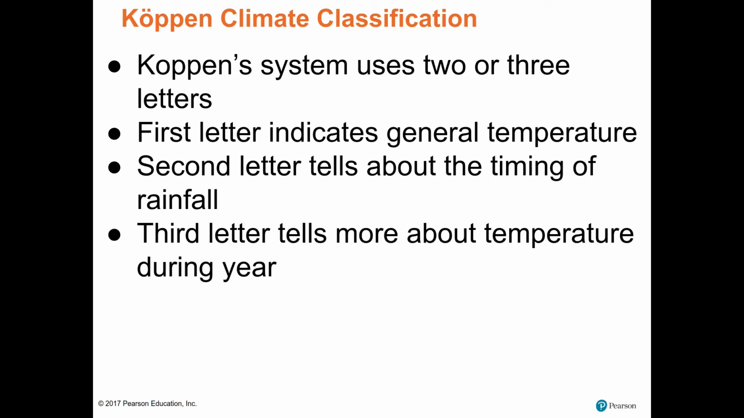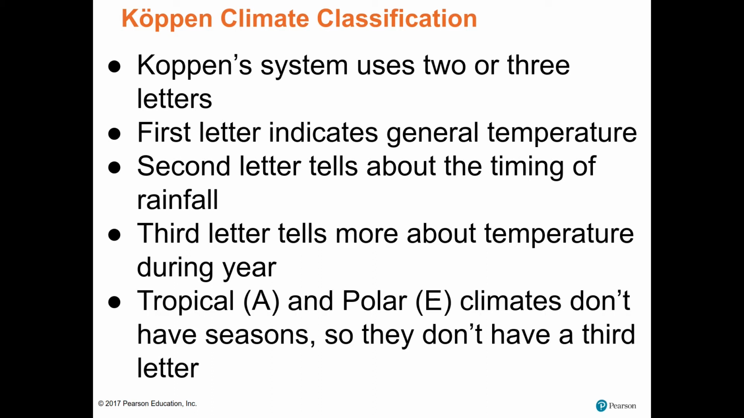And the third letter, if there is one, so the A climates and the E climates, because they don't have seasons, they don't need to tell you anything else about the temperature, so they only have 2 letters. The B, the C, the D climates have 3 letters, sometimes even 4 if there's something really special about that climate. We're not going to use 4 letters, we're just going to use 3. Tropical and polar climates don't have seasons. Hey, review. So they don't have a 3rd letter.